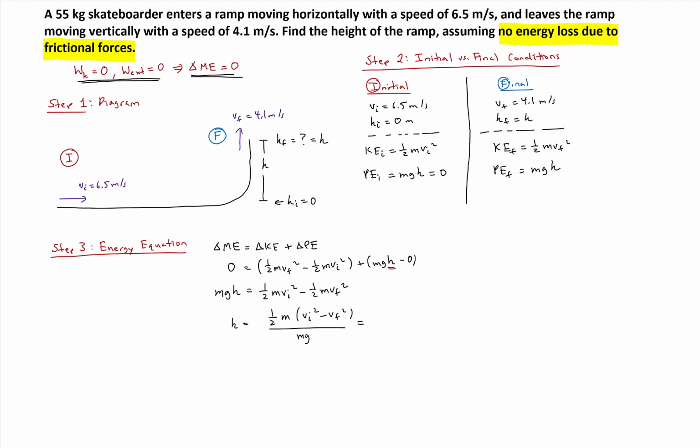We can then plug in our values. We have 1/2. The mass of the skateboarder is 55 kilograms. And we have the initial speed being 6.5 squared minus 4.1 squared divided by 55 times 9.8. And so the height, once you punch that into the calculator, you get 1.3 meters as the height of your ramp.